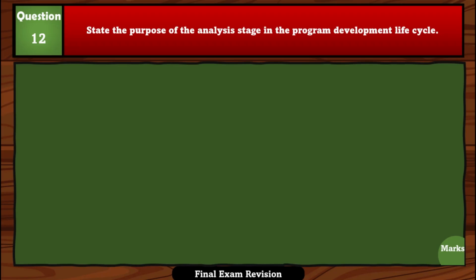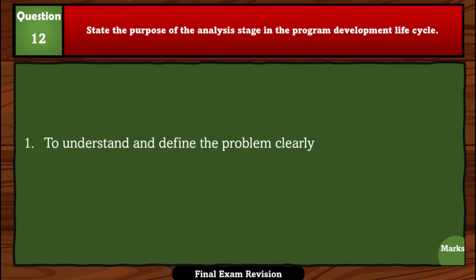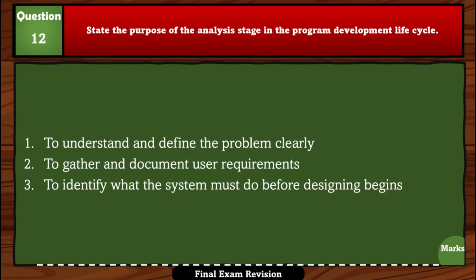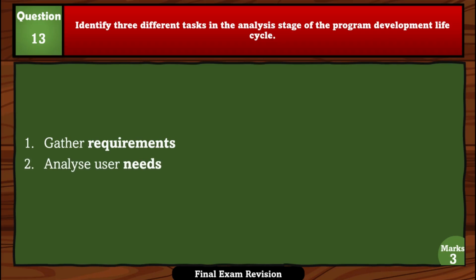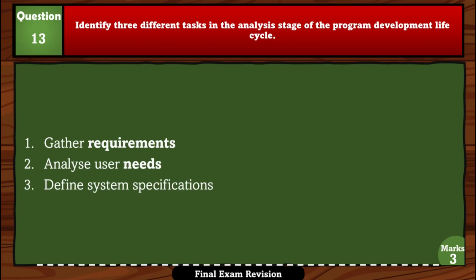Analysis stage. Question 12. State the purpose of analysis stage in the program development lifecycle. To understand and define the problem clearly, to gather and document user requirements, to identify what the system must do before designing begins. Question 13. Identify 3 different tasks in the analysis stage of the program development lifecycle. Number 1, gather requirements. Number 2, analyze user needs. And number 3, define system specification.